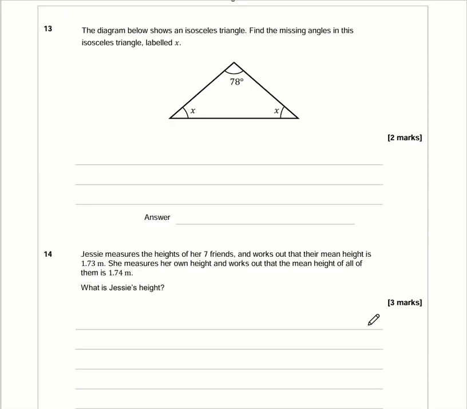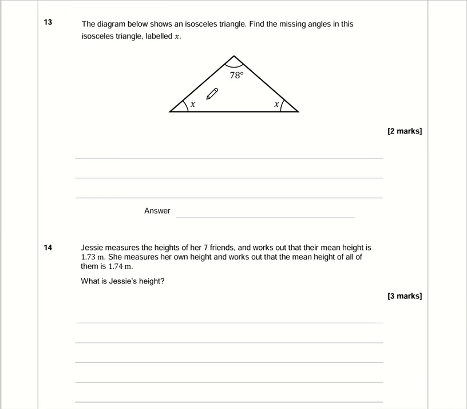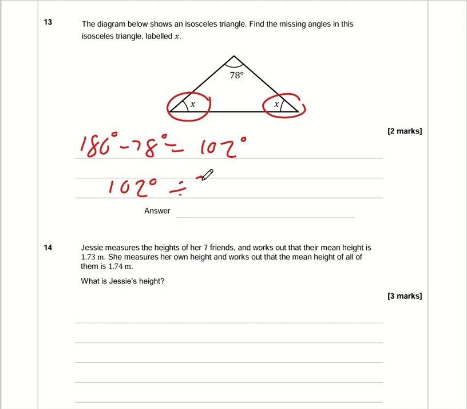Question number 13, it's an isosceles triangle, so the key thing is that the base angles are the same, that's why they've both been labelled X. Angles in a triangle add up to 180, so if I take away the 78, I'm left with 102 degrees. These two angles add up to 102, but since they're both the same, my next calculation is just to split 102 degrees in half, and I get 51 degrees. So the answer is 51 degrees.